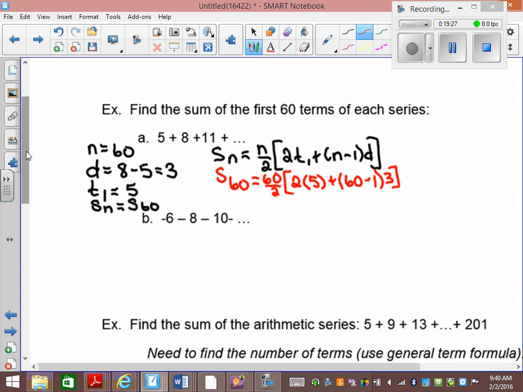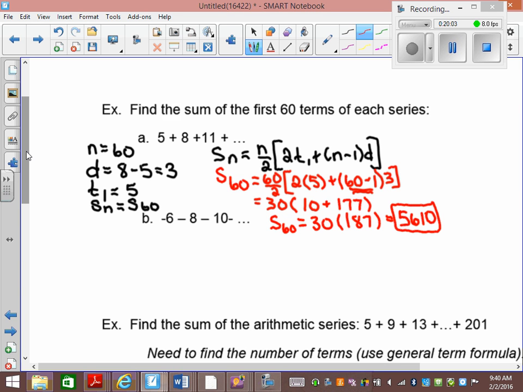Please don't try and plug this all in at once into your calculator. 60 divided by 2 is 30. 10 plus, and then this is going to be 59 times 3, just like we did in the last day, right? And 59 times 3 is 177. So technically we're going to get S60 equals 30 times 187, which is 5,610.